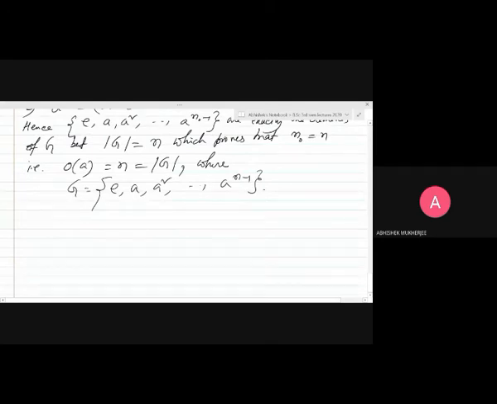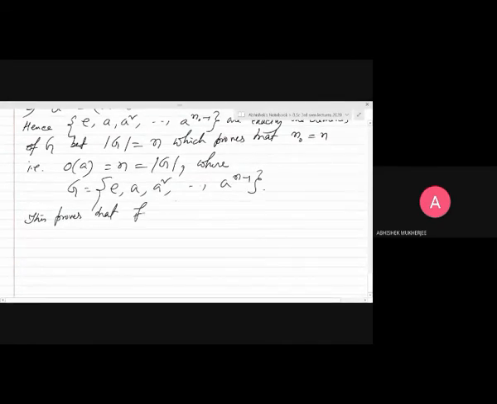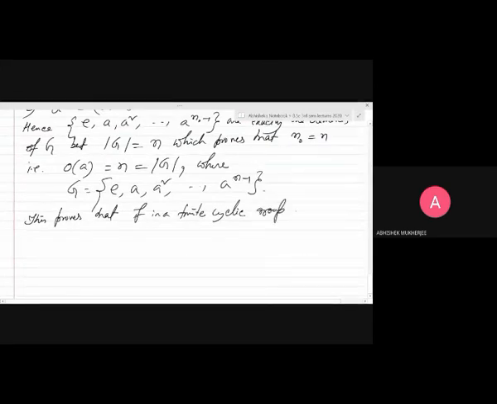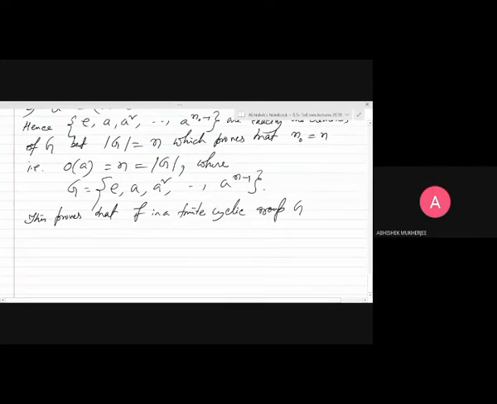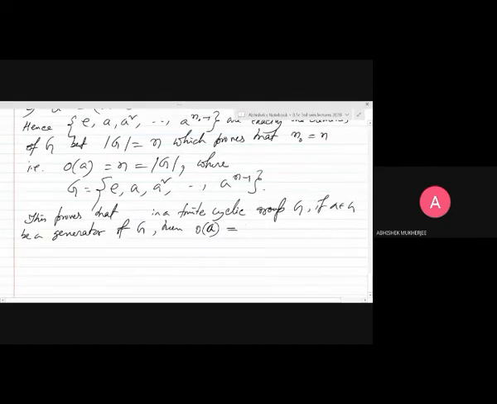Okay. So this proves that in a finite cyclic group G, if a belonging to G is a generator of G, then order of a must be equal to the order of the group.